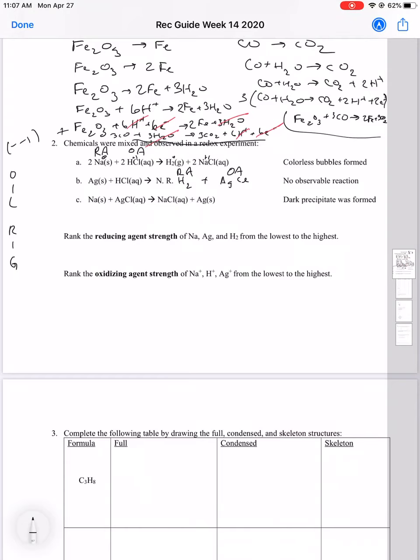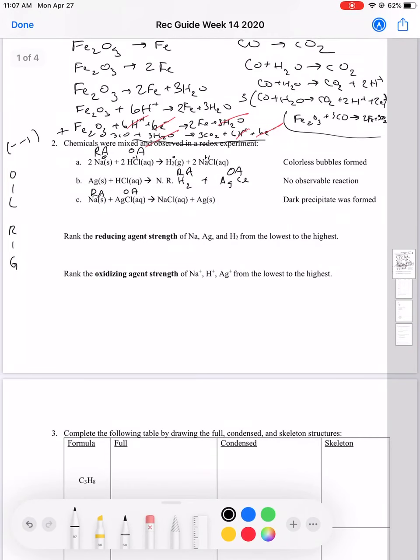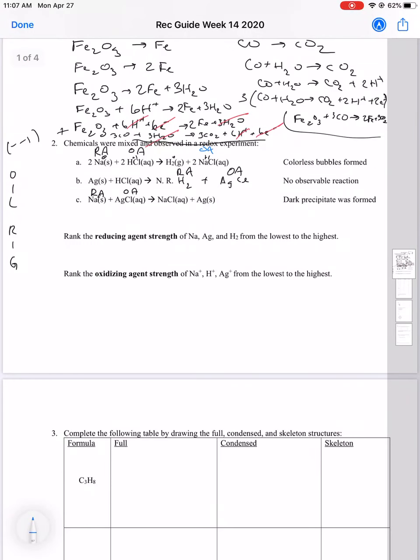And then our last one, again, sodium goes from a 0 to a positive charge, making it the reducing agent, AgCl our oxidizing agent. So those are all of our strong oxidizing and reducing agents. The opposites are going to be our weak reducing agents and oxidizing agents. If it's a strong reducing agent, then the conjugate will be a weak oxidizing agent. So we'll go through and label all those again.